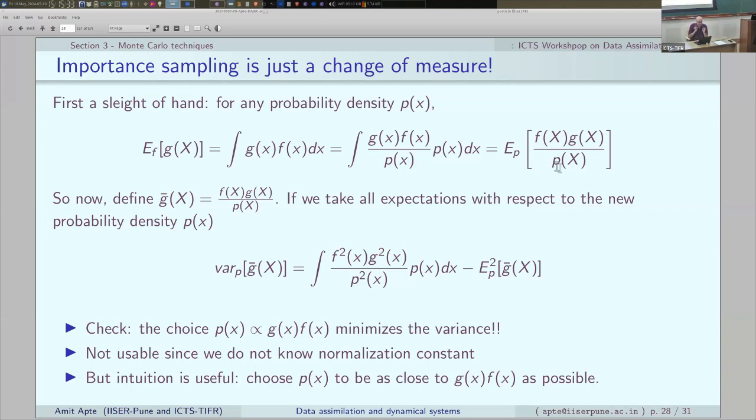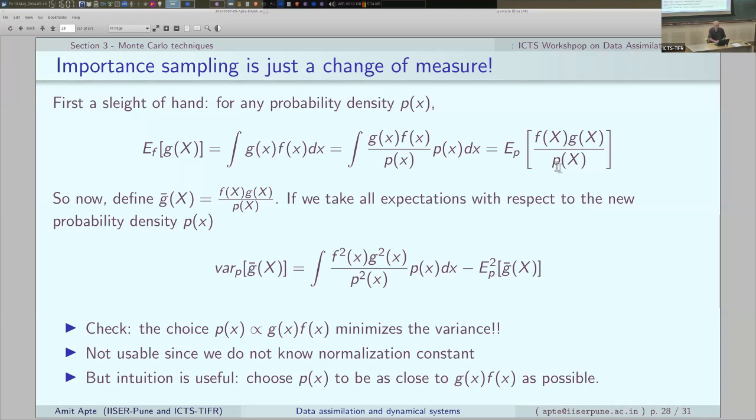Maybe I should have written it slightly differently, which is a slightly better way to write it. The original function that we wanted to find the expected value of is now g times f divided by p. That's what is in the parenthesis on the last line, the function which is g times f by p. f is the original density of interest. p is the new probability density that I concocted for no good reason. And this is the ratio of f by p, the density of interest divided by the new density.